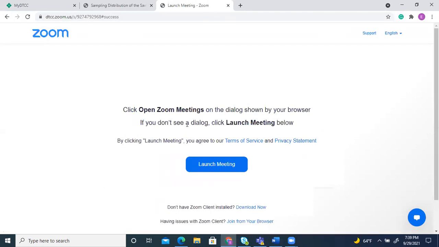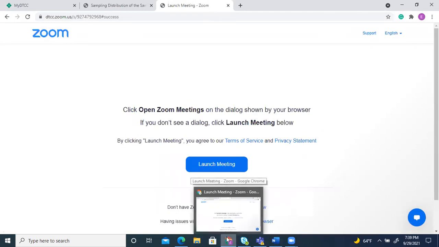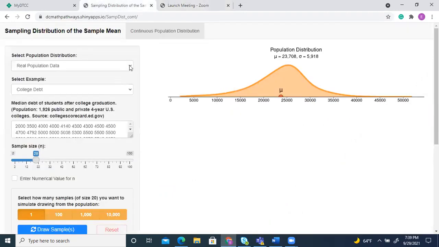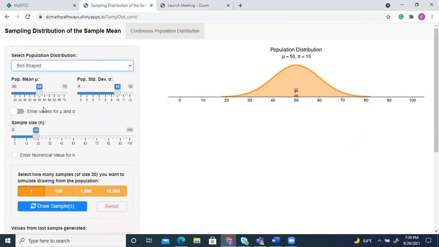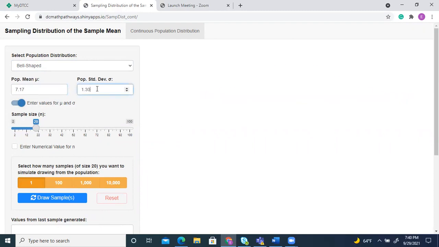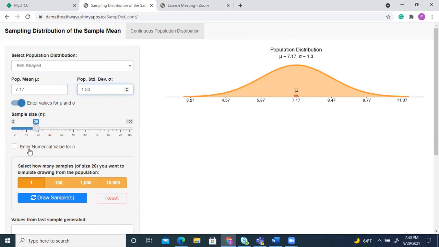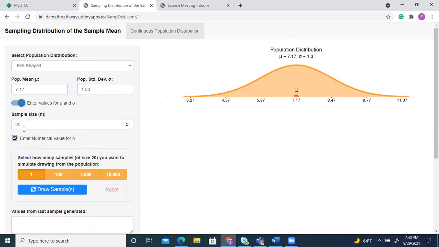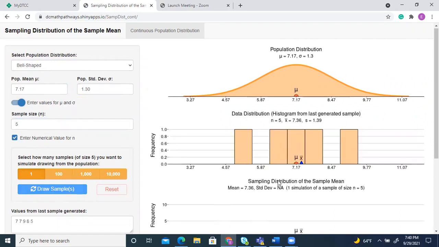When we go to the Shiny app, we're going to change that input to bell shape, and then for mu we enter 7.17, and then the standard deviation sigma will be 1.30. Also, the size of the sample needs to be changed, so that's going to be 5. And then you're going to run that simulation.